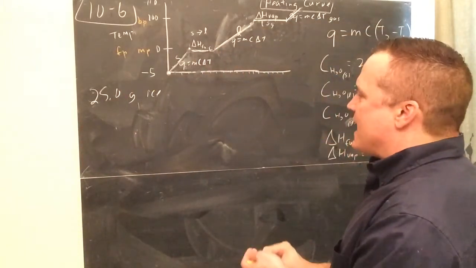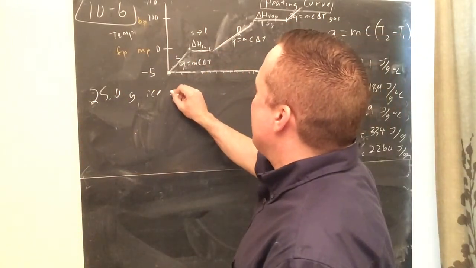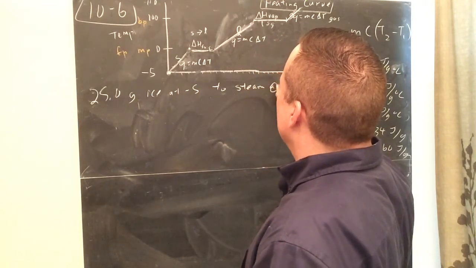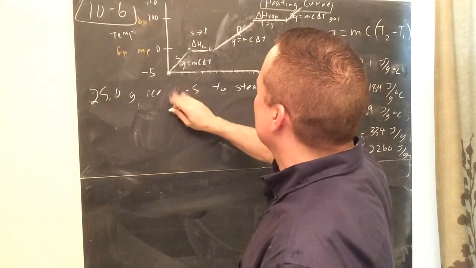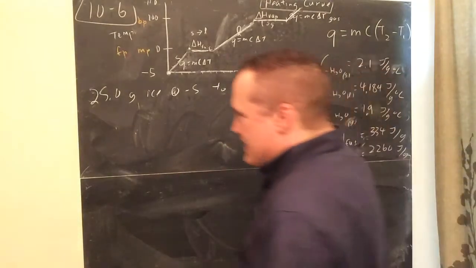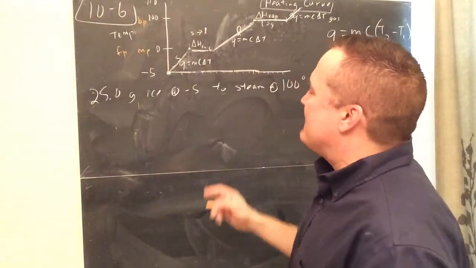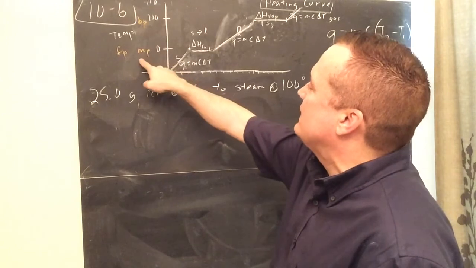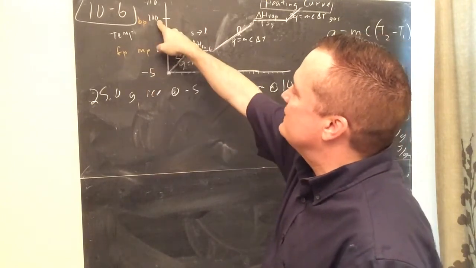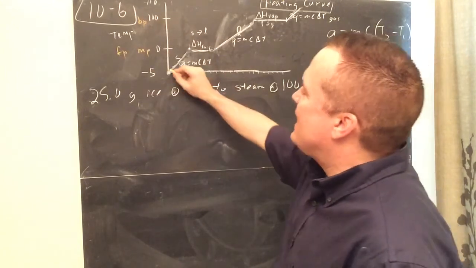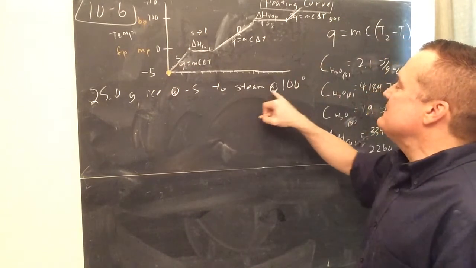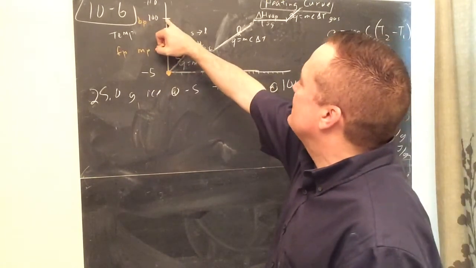Okay, so I'm going to go from ice at -5 to steam at 100 degrees. Here's what I do. On my graph, I have to write down: what is the melting point of ice? 0. What is the boiling point of H2O? 100. Where am I starting? -5. So I'm going to start right there. Where am I going to end up? Steam at 100. Okay, here is 100.